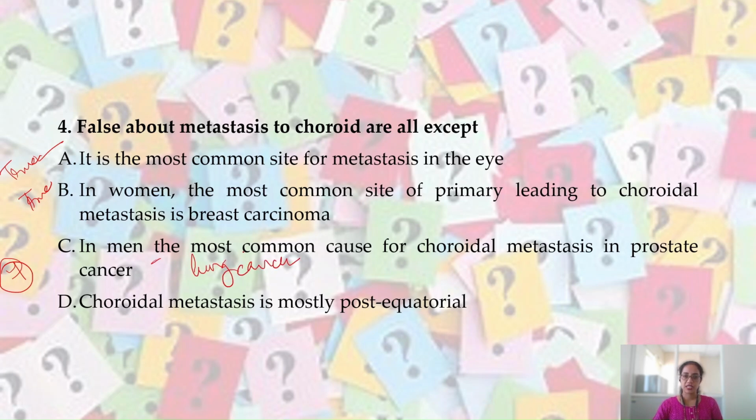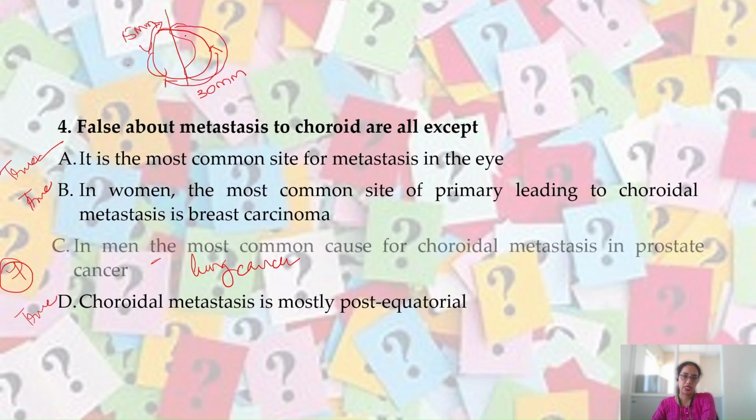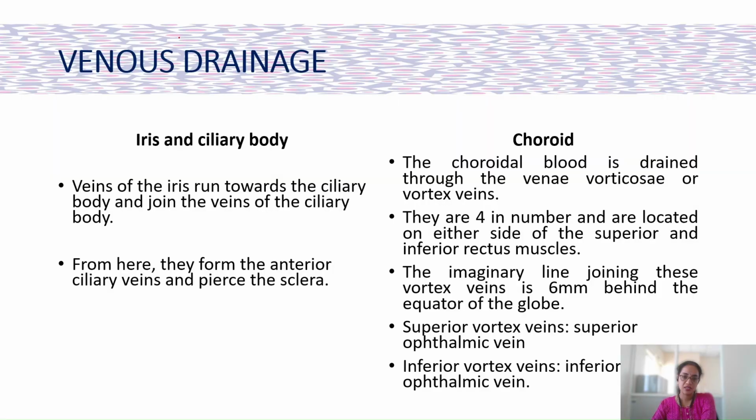So it's not prostate cancer. Choroidal metastasis is usually post-equatorial. This is also true. The equator is the imaginary line that dissects the eyeball into an anterior and a posterior half. If the total distance from the limbus to the posterior pole is around 30 mm, the equator is halfway, so it's around 15 mm from the limbus. Most of the choroidal metastasis happen in the part of the choroid behind this. The right answer here is C.